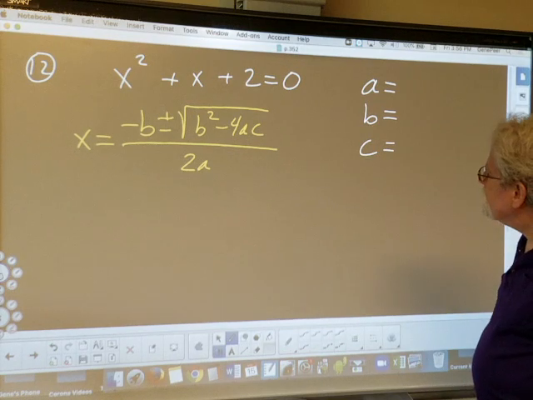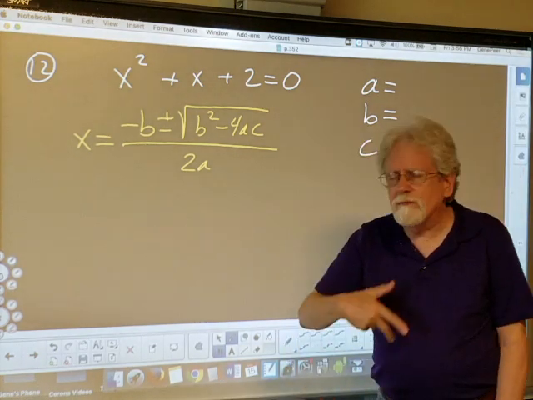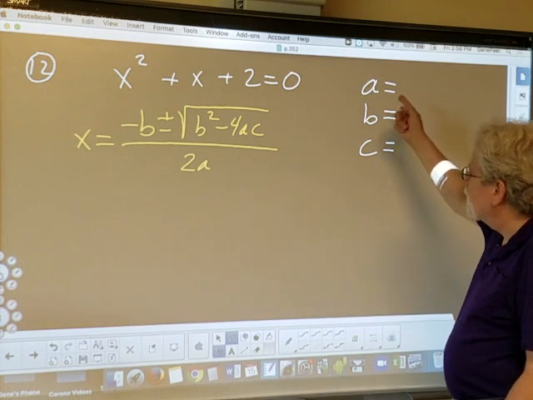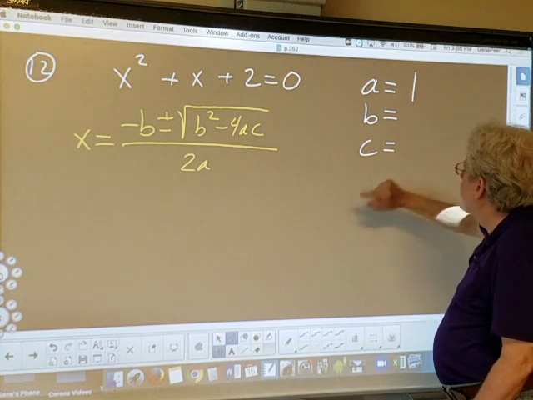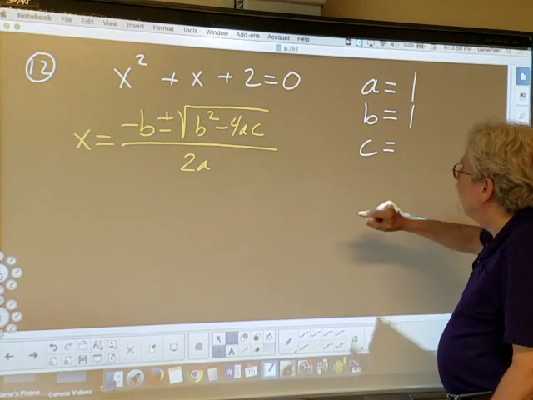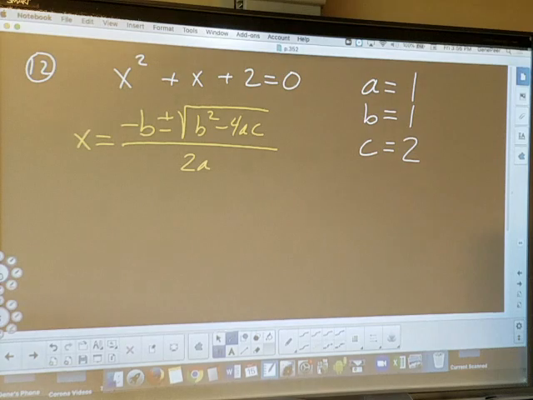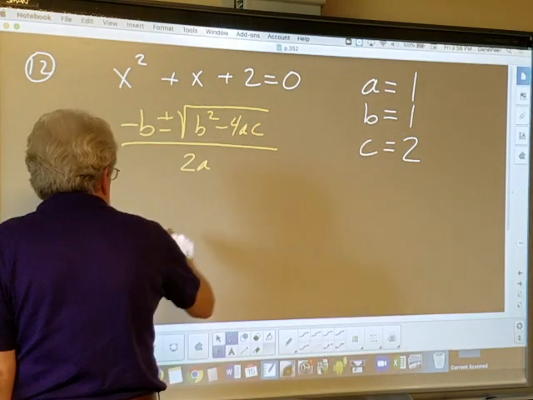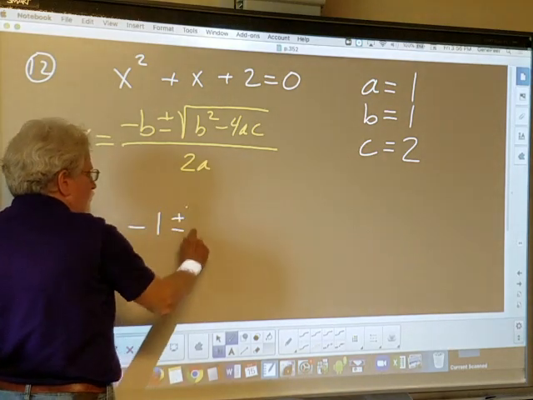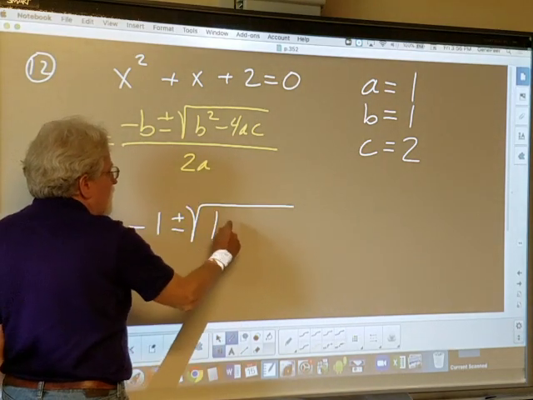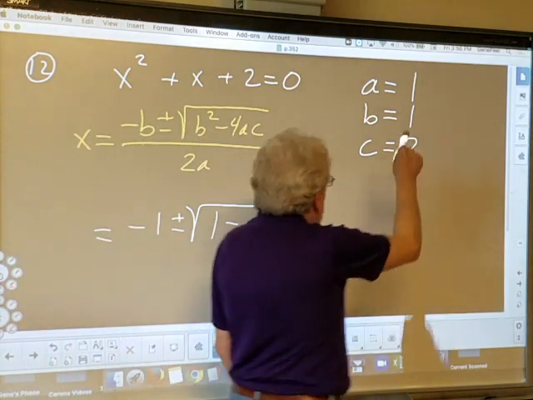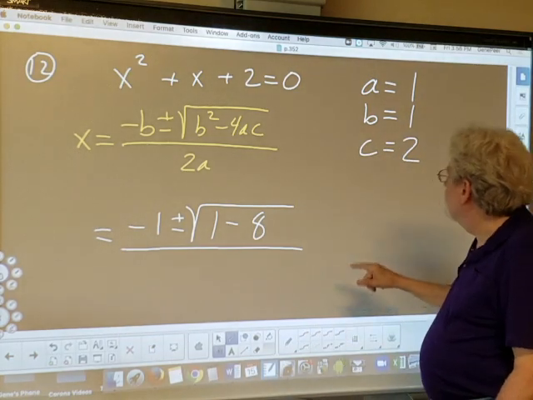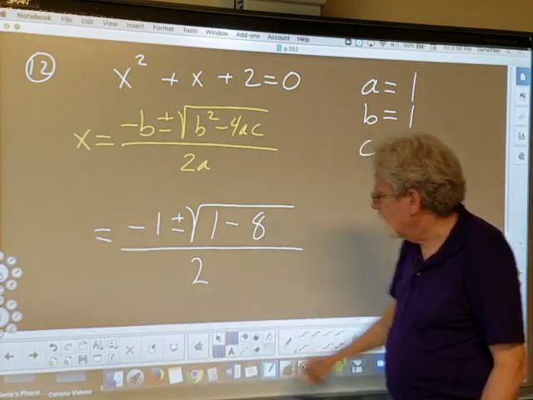Number 12. All right, just reviewing various parts of the problem as we go along here. What is a? A is 1. What is b? B is also 1 this time. What is c? C is 2. We plug in our numbers and we're off. So x equals the inverse of b, that's negative 1, plus or minus the square root of b squared, that's 1, minus 4 times a times c, that's going to be minus 8, all over 2 times a, which is 2.